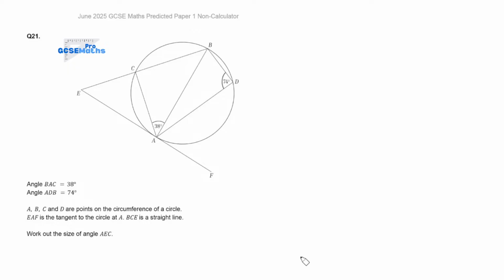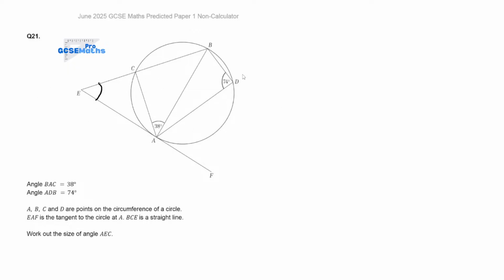Okay, 3 more questions. So question 21, we've got circle theorems. So we've been told, obviously, angle BAC is 38, angle ADB is 74. A, B, C, and D are points on the circumference of the circle. EAF is a tangent to the circle at A, and BCE is a straight line. So that one there is a straight line, but it's not tangent, is it? It's effectively cutting through the circle, so it's not tangent. Work out the size of angle AEC, A to E to C, so this one.